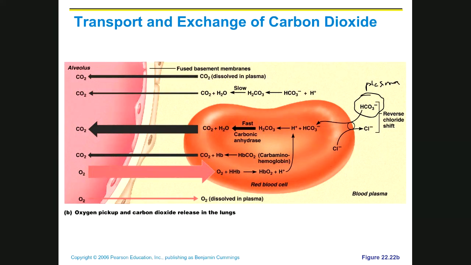So what we're going to have to do is re-enter the blood cell. That bicarbonate is going to have to hook back up with the hydrogen to form carbonic acid. And then again, in the presence of this enzyme, very quickly, this will separate into carbon dioxide and water. And then the carbon dioxide can go out. Make sense?